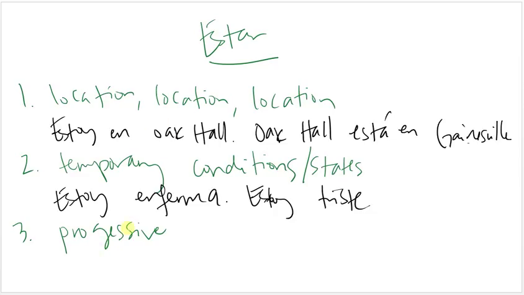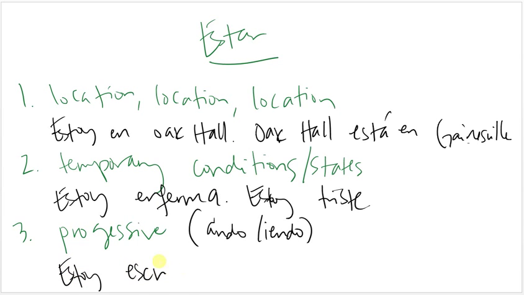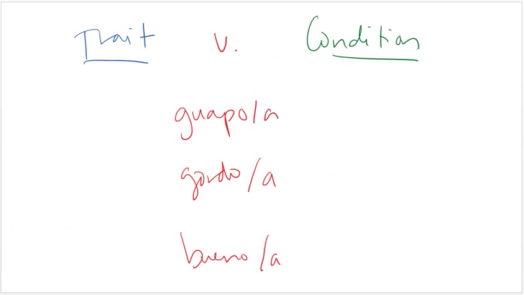And then finally, use estar with the progressive tense. So remember, the progressive tense is the -ing, which is -ando and -iendo. And you're going to use estar with this. So if you say, estoy escribiendo. You can also use this with the future, present, past. Estaba escribiendo, estuve escribiendo, estaré escribiendo. Any form of estar with the -ing. And yeah, that's how you know when to use estar.